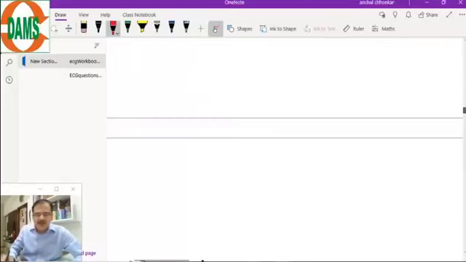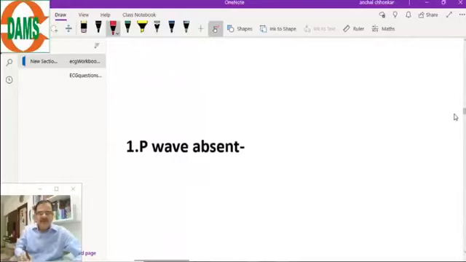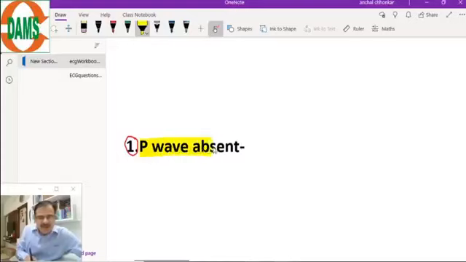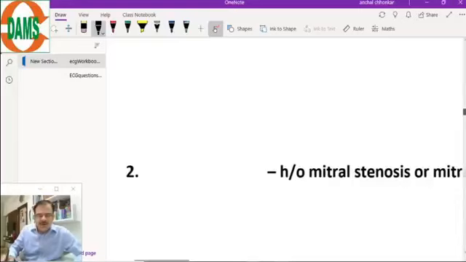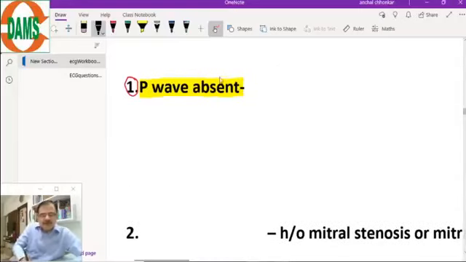So the first abnormality of the P wave, you can write it down in your notes. Number one abnormality is P wave is absent. Lead AVR is negative, a wholly negative P wave. So P wave is absent means we are not able to see the P wave in the ECG. So the causes of absent P wave.